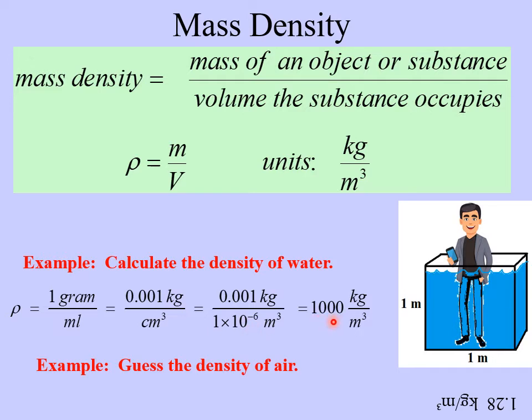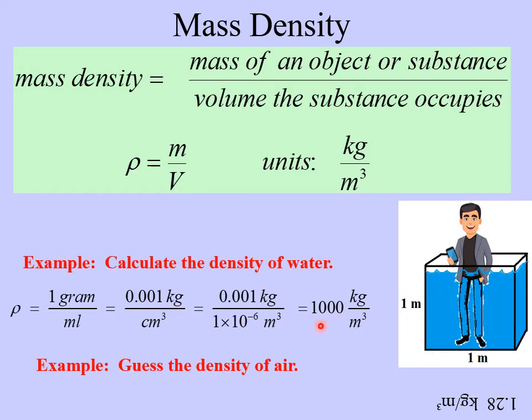So the density of water, this is very surprising, is 1,000 kilograms per cubic meter. Think about this. If you had a 1 meter cube, which would be about this big, and you filled it up with water, and you could think of standing in that, it would go up a little bit past your waist. How much weight would that water in that box be?